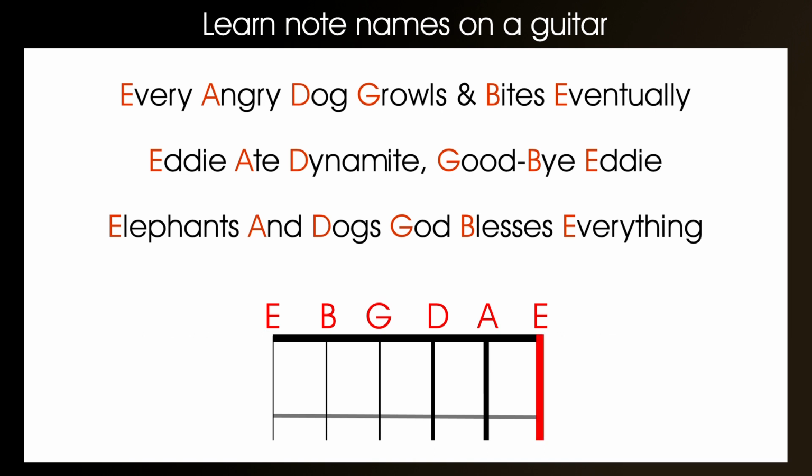When memorising the names of the open strings, you're also memorising the names of the notes on the 12th fret. This is why many guitars have a double dot or an accented marker on the 12th fret, because it's an octave above the open strings. I'll explain octaves later in this tutorial.